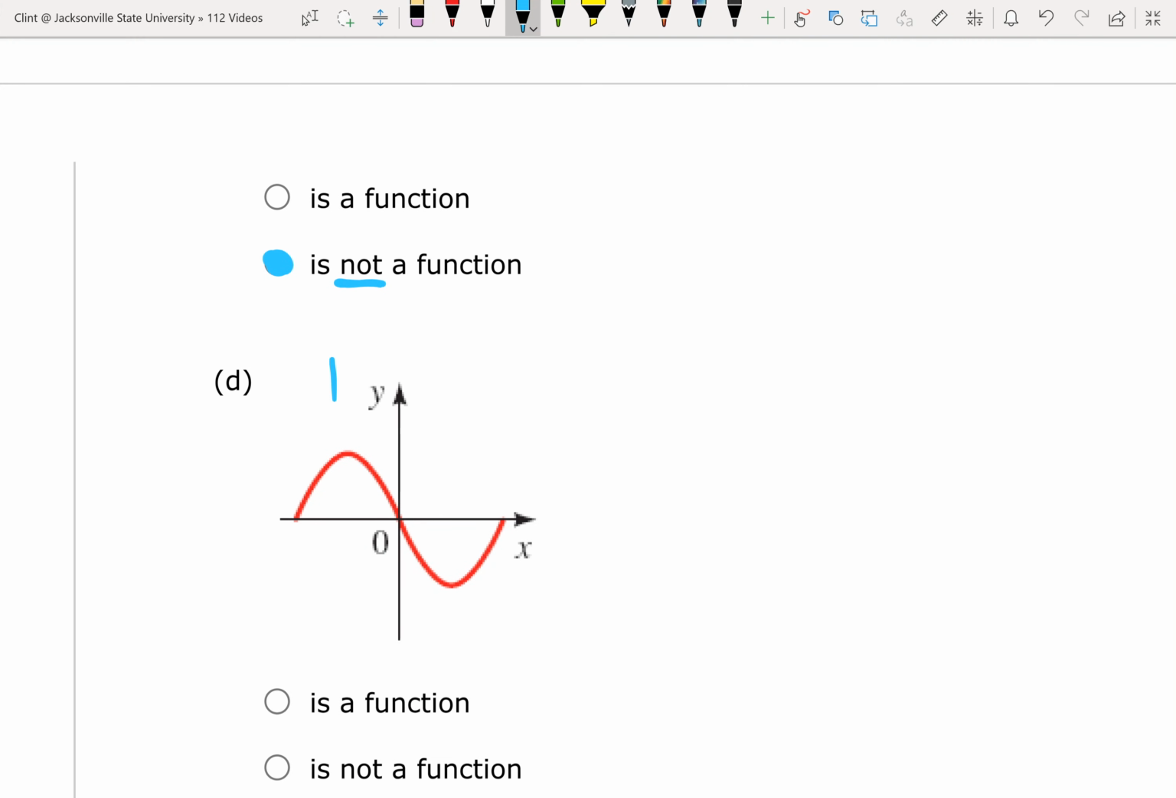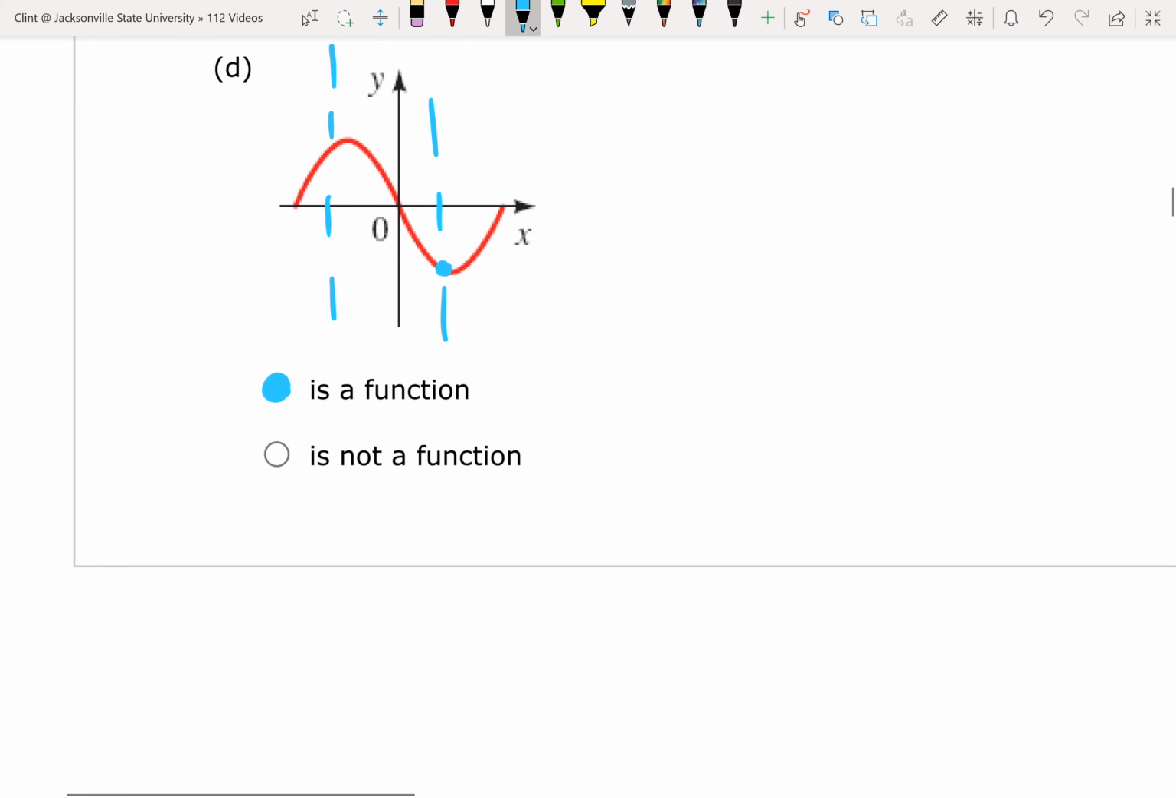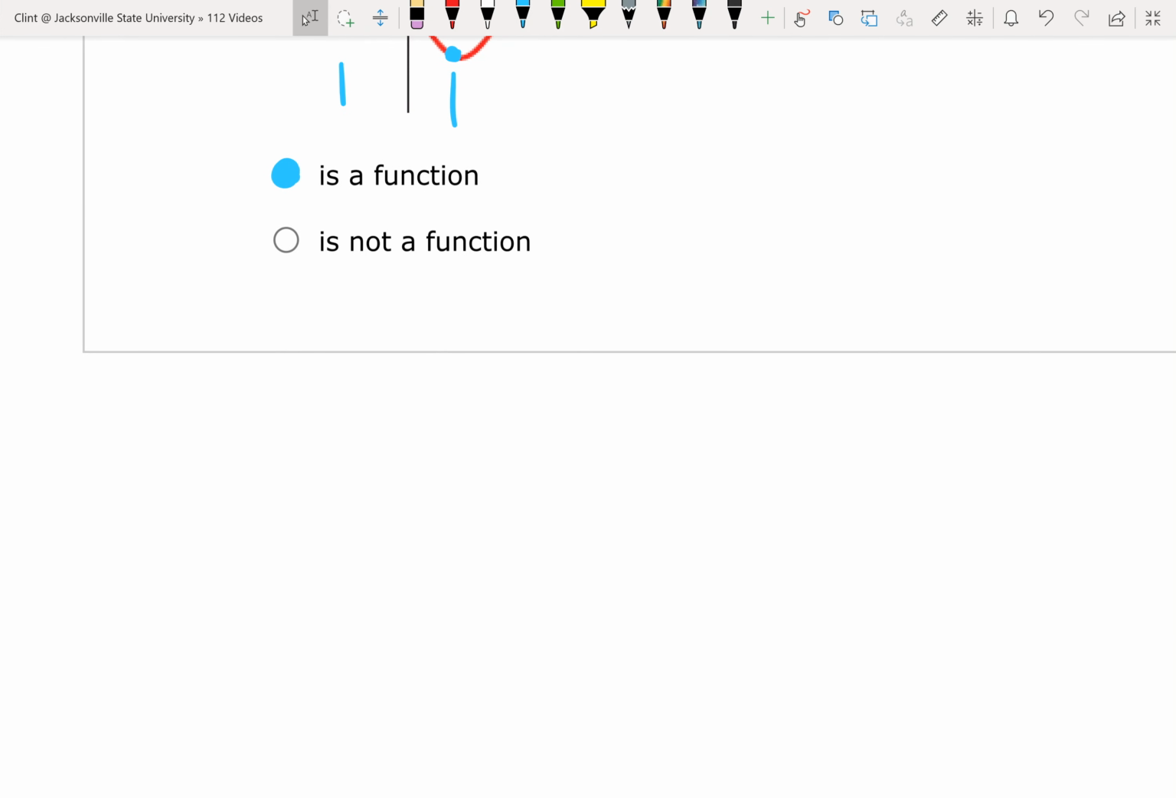D, no matter where we draw in our vertical line, it's only going to touch it at most once. This one is a function. That's all on that one. So just using the vertical line test.